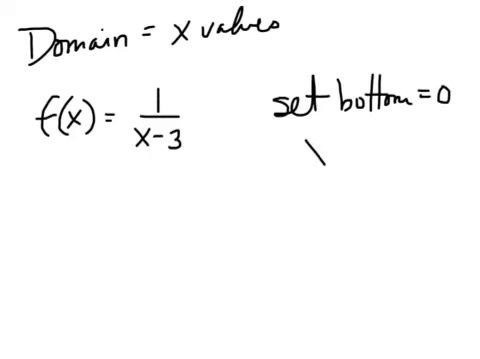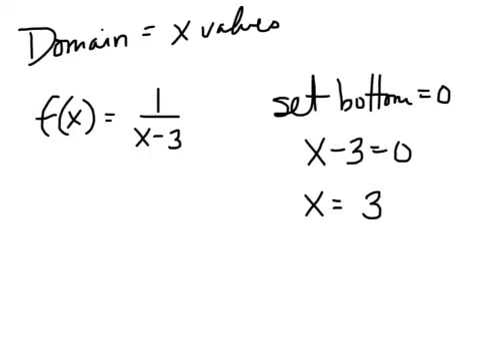Okay? So in this case, x minus 3 equals 0. And now I'm going to solve for x. X equals 3. Now, what that means is it doesn't mean it can equal 3. It means it cannot equal 3, because if I put 3 back in there, I'm dividing by 0, and that's a problem.